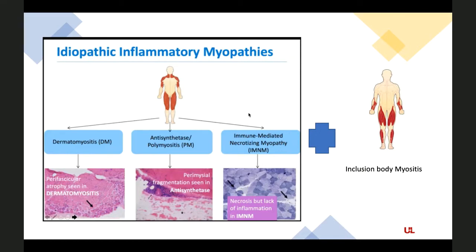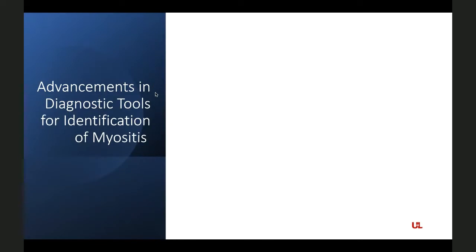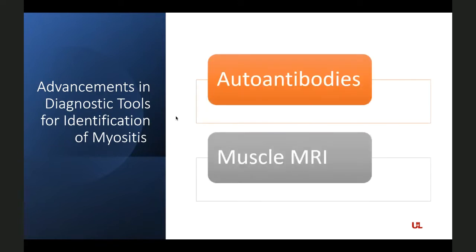So I'm going to move ahead and talk about the different diagnostic tools for each of these subtypes, how it has evolved, and what we can do differently as physicians in diagnosing these myopathies. So we'll talk about the autoantibodies and at the same time muscle MRIs, because each of the myopathies has different autoantibodies and a different type of muscle MRI.